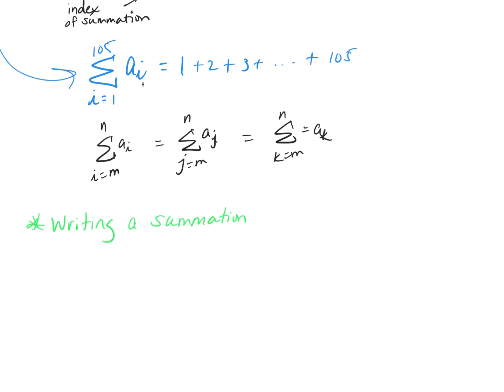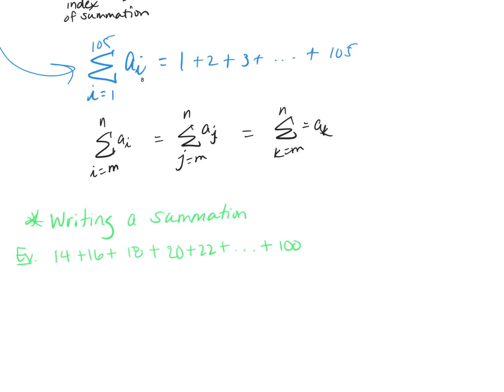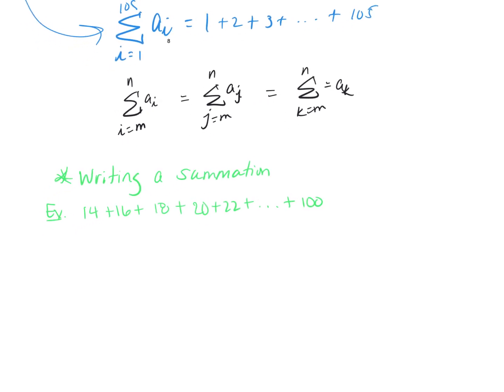So you're going to be given a scenario such as this. For example, if I had 14 plus 16 plus 18 plus 20 plus 22 plus ... plus 100. What I want you to do is write a summation. But we've got to figure out, like we've always had something in there. So we know we would have a sigma.